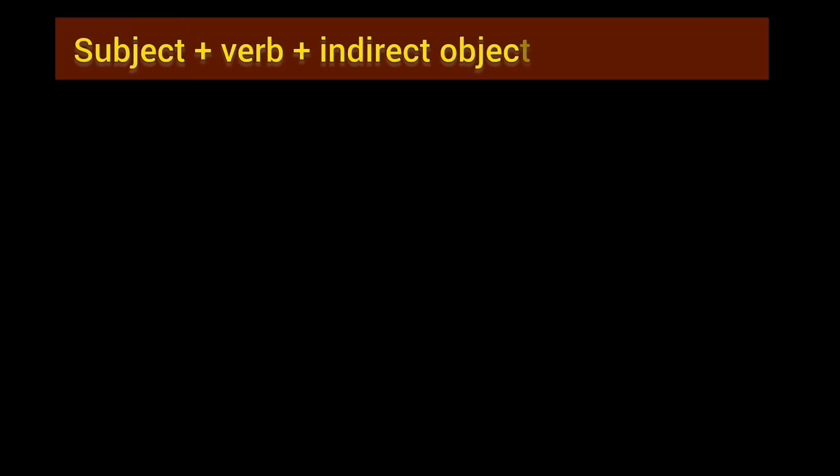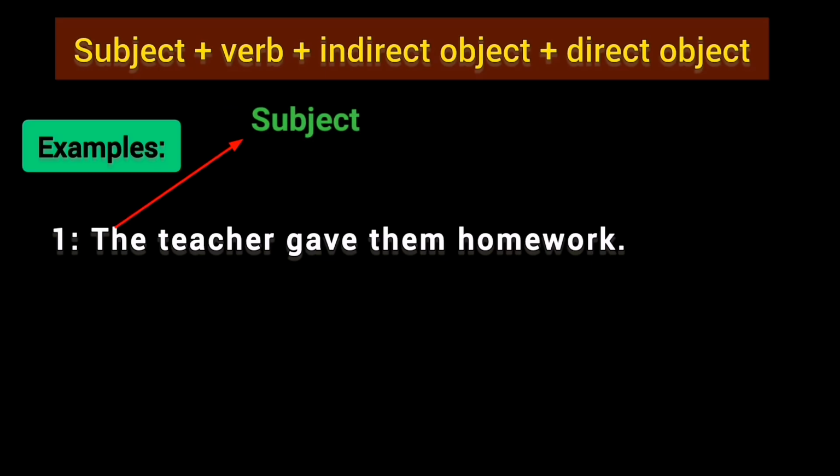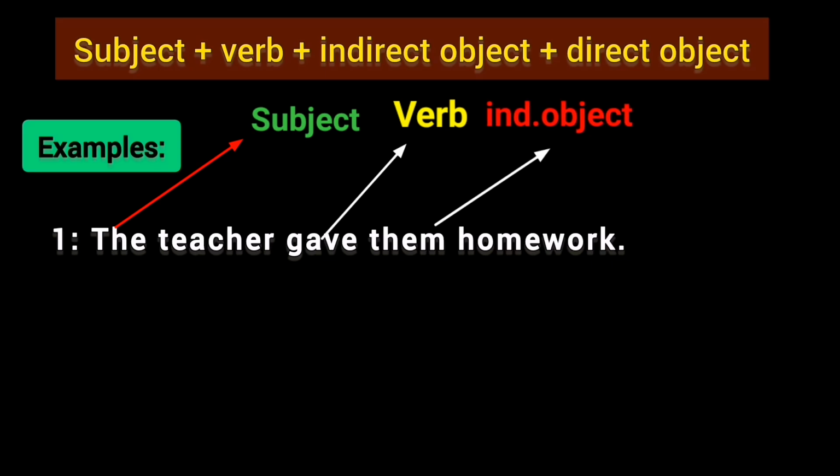Subject plus verb plus indirect object plus direct object. This is another structure of a sentence where there will be a subject and then a verb and then an indirect object and then a direct object. Just look at these examples. The teacher gave them homework. Observe this sentence. Here the teacher is the subject, and the word gave is a verb, and the pronoun them is an indirect object, and the word homework is the direct object.